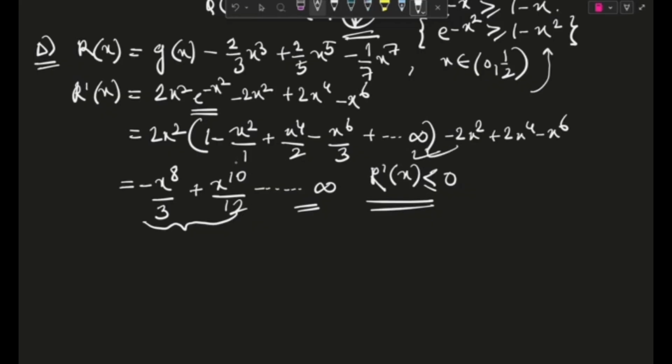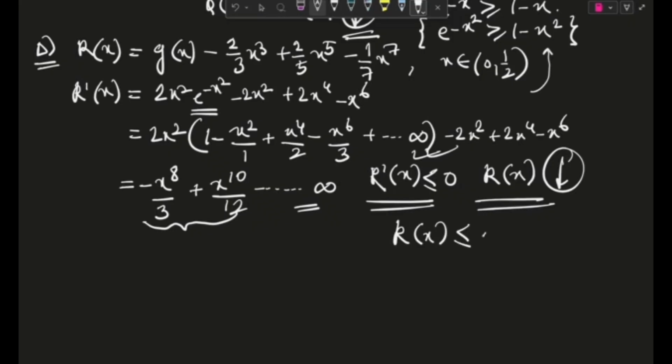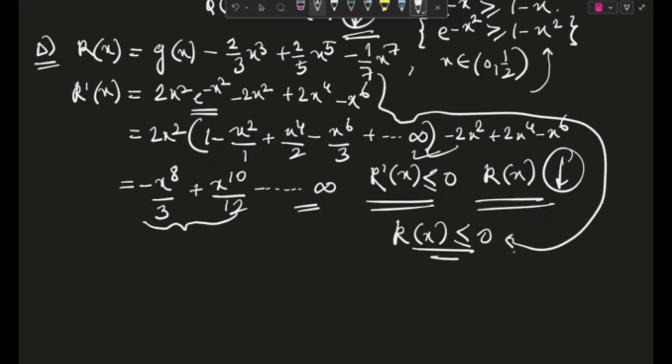I had done this already, so I am not doing the calculation part. So basically same thing for our r of x, it is also decreasing. All the functions given here were actually decreasing functions. Like xi1 also, xi2 also, r, p, g, f, everything. So anyways, the final conclusion is r of x is less than equal to 0. And now if you put our r of x here in this expression, you will get your correct option D.